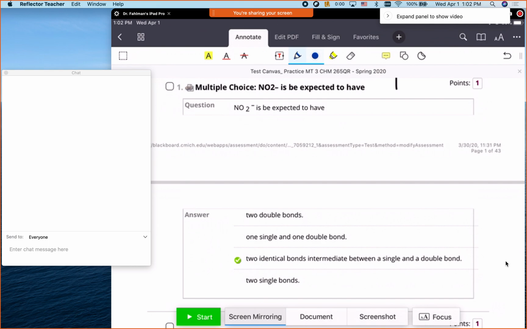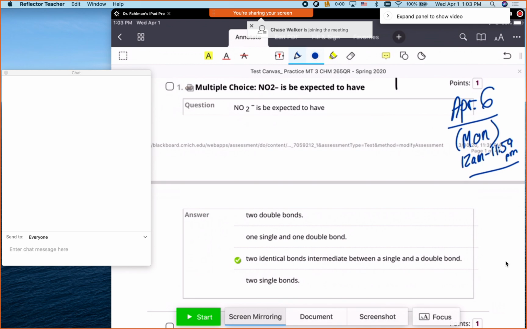Okay, all right. So today is all about the midterm. Again, the midterm has been rescheduled to Monday. I think that's the 6th. So Monday, and you can take it any time between midnight and 11:59 p.m. Okay, so there won't be any live lecture.